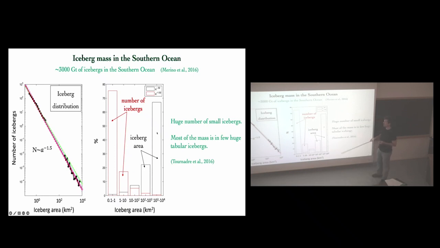This is for the number, but if you look at the total iceberg area, based on this law, you have completely the opposite. Almost none of the total iceberg area is explained by the very small icebergs, and most of the iceberg area is explained by the very huge icebergs. And it works also for the volume. Most of the iceberg volume in the Southern Ocean is within very big icebergs, not in the tiny bits of icebergs.